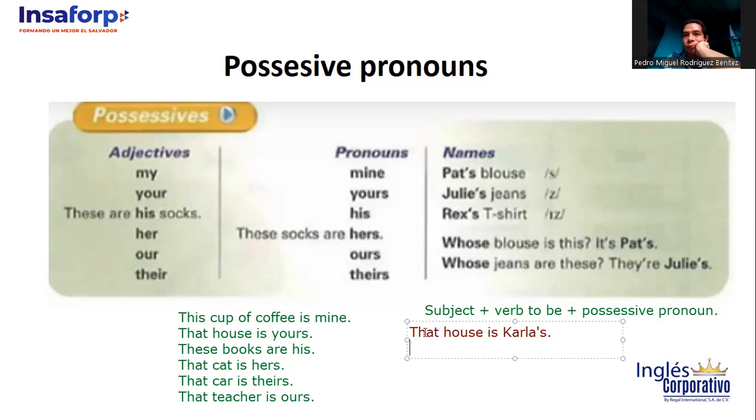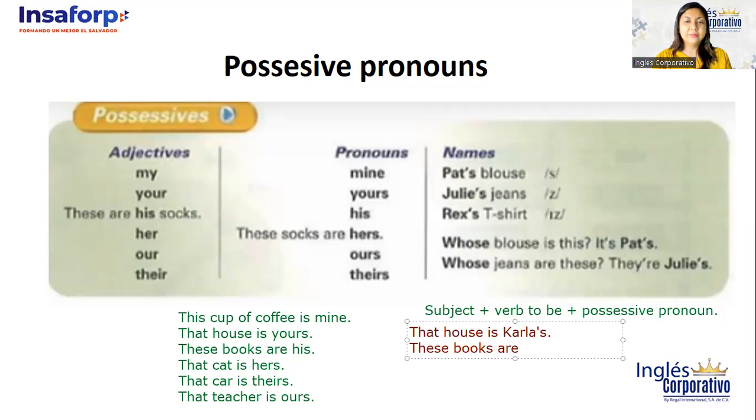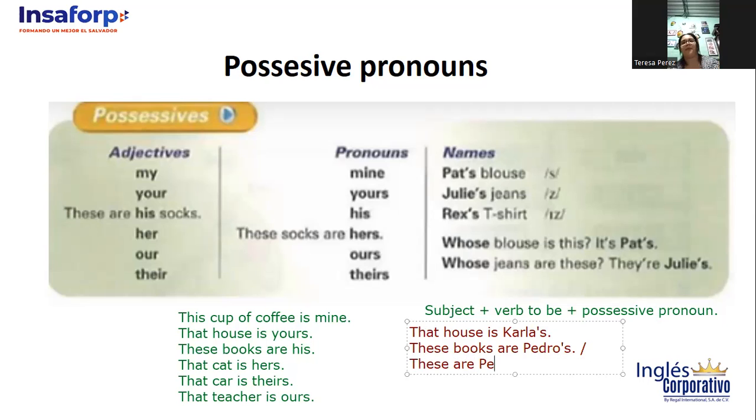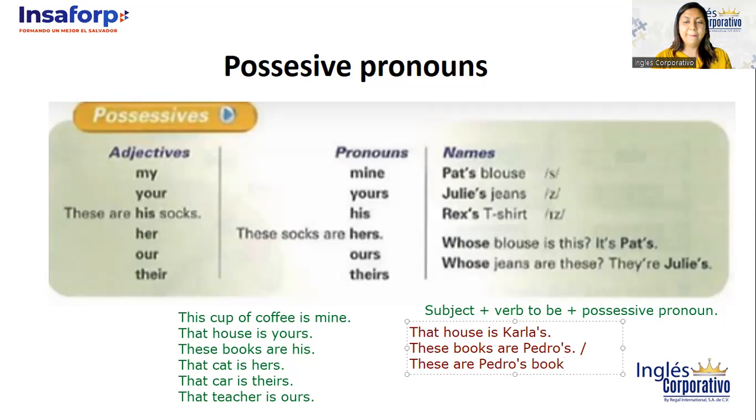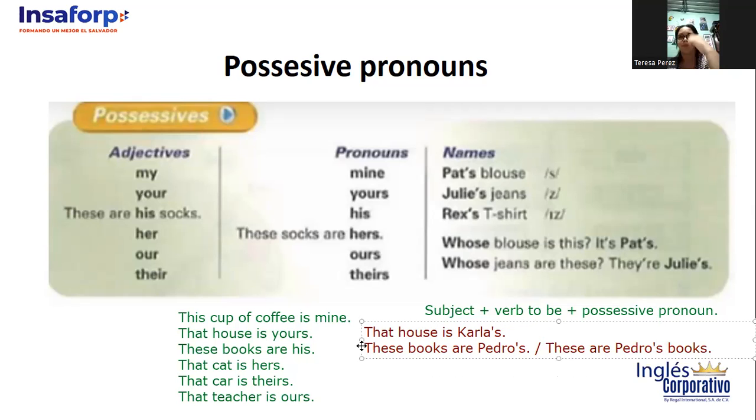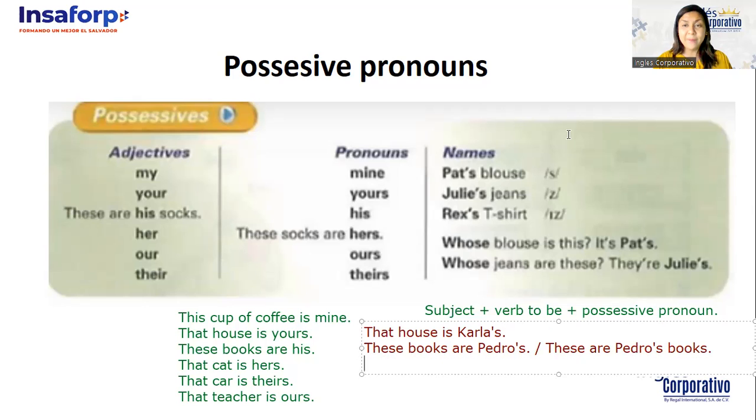Ahora, digo, estos libros son de él, pero yo quiero decir, estos libros son de Pedro. Diría, these books are Pedro's. También le puedo dar vuelta y puedo decir, these are Pedro's books. Estos son los libros de Pedro. Pero el apóstrofe y la S se la voy a poner ¿a quién? ¿O a qué? Al nombre.